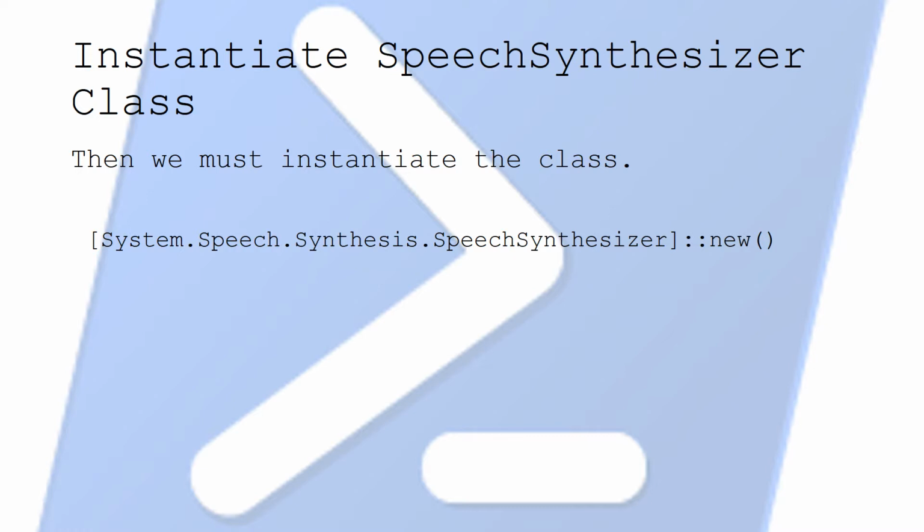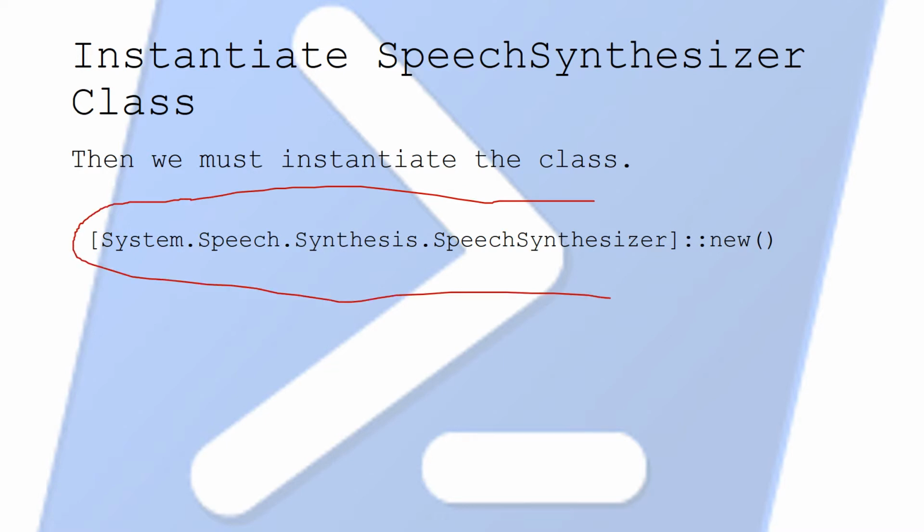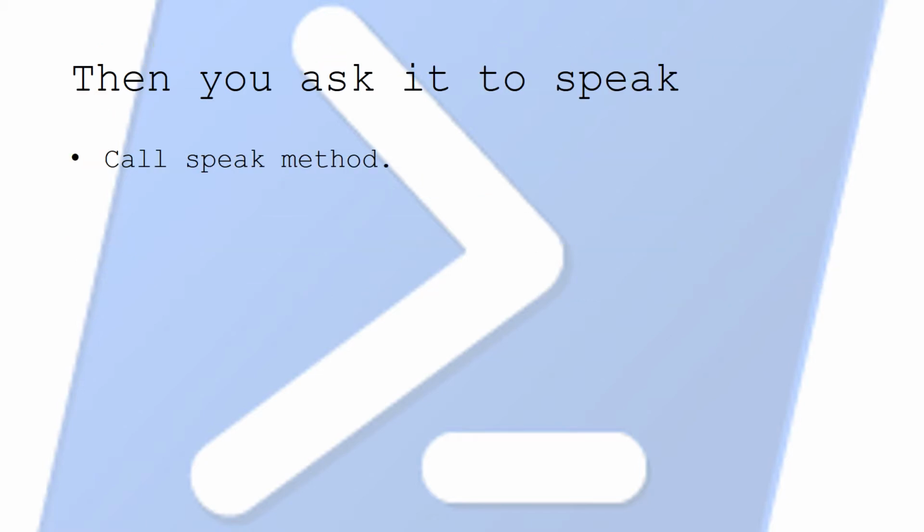In the second line of code, we must instantiate the speech synthesizer class, and we do this by assigning this value over here to a variable that we're going to use later. Then you just need to call the Speak method.